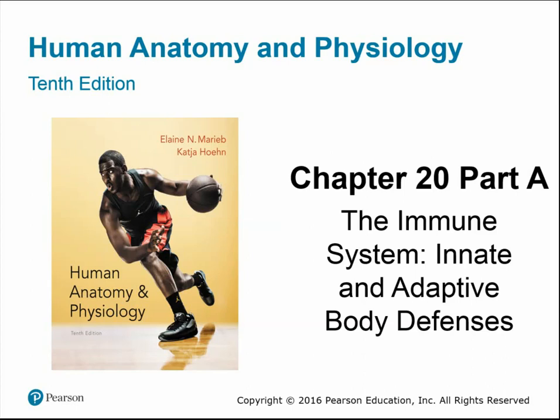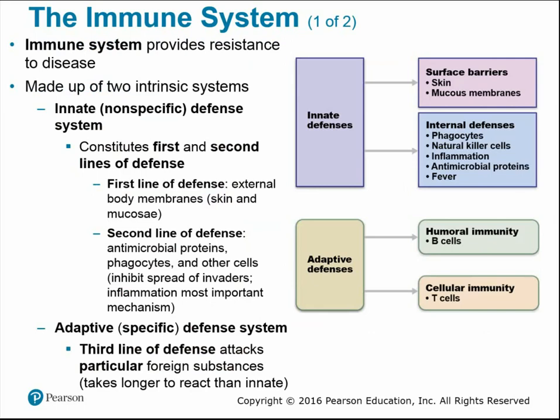This is chapter 20, part A, on the immune system. So we'll look at the innate and adaptive body defenses. The immune system is what's going to provide resistance to disease.